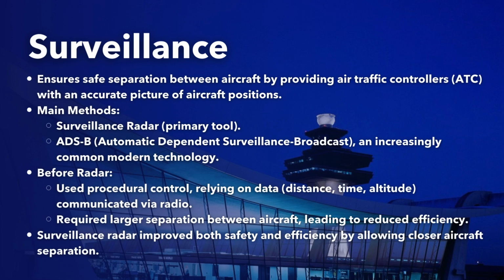Before the advent of radar, air traffic controllers used procedural control methods to separate aircraft by using data related to distance, time, and altitude, often communicated via radio reports. However, procedural separation required greater spacing between aircraft, reducing the overall efficiency of air traffic management. The introduction of surveillance radar allowed for a much more efficient and safe management of air traffic.